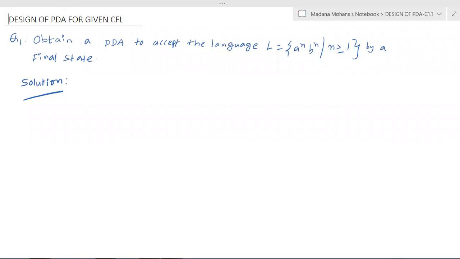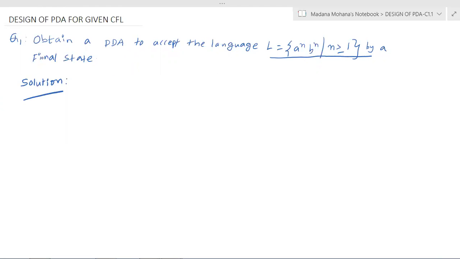So the question is, here you can see the question. Obtain a PDA to accept the language. Here the language is L equal to a power n, b power n, such that n greater than or equal to 1, by a final state. So this L is a context-free language. For this, we have to construct its equivalent acceptor, that is pushdown automaton. Whatever the PDA we are constructing here, that accepts this language by final state.